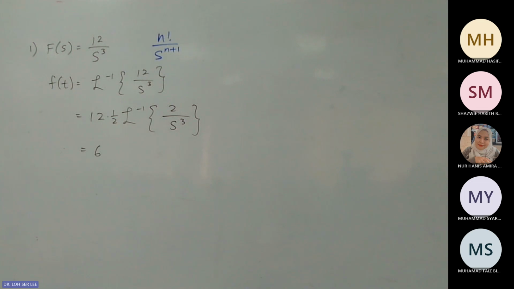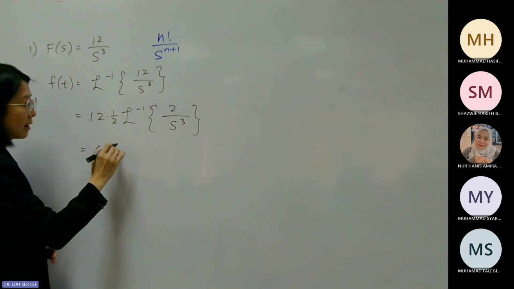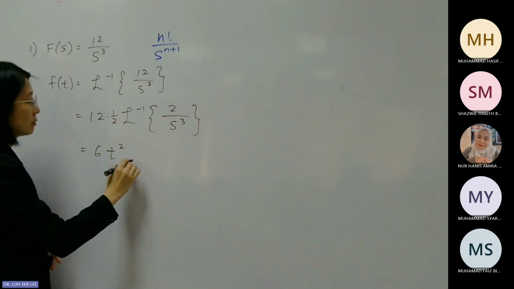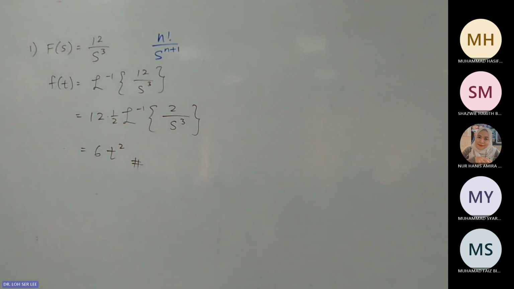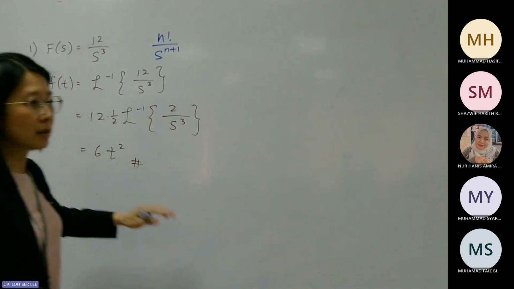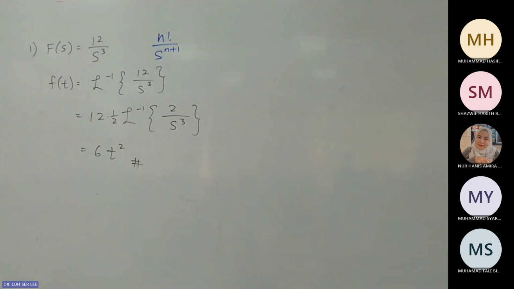This one, you get t to the power of n, right? T to the power of n. So t to the power of n, your n is 2. Okay, this is the basic of the inverse Laplace.